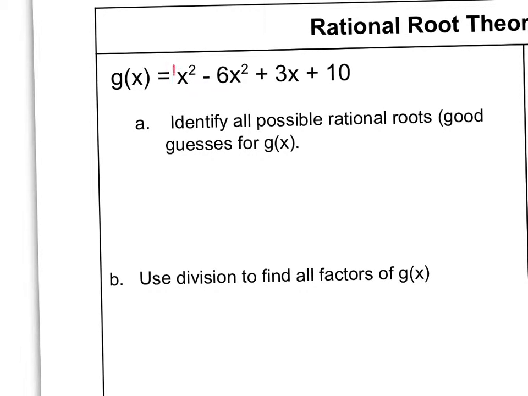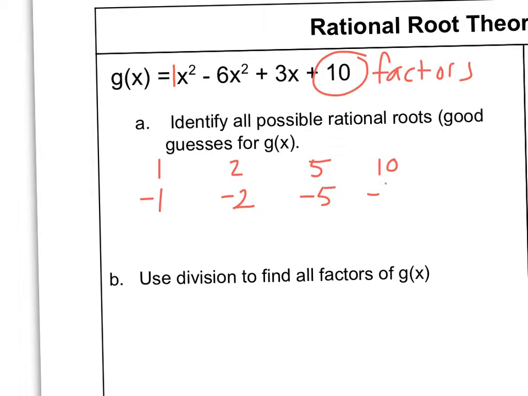In this one, you don't need to because the beginning is a 1. But we're just going to identify factors of 10. And when we do that, that's going to be 1 and negative 1, 2 and negative 2, 3 doesn't work, 4 doesn't work, 5 and negative 5, 6 doesn't work, 7 doesn't work, 8 doesn't work, 9 doesn't work, and then we got 10 and negative 10.